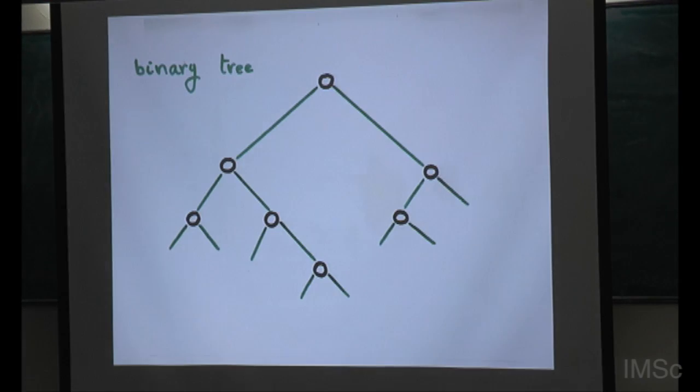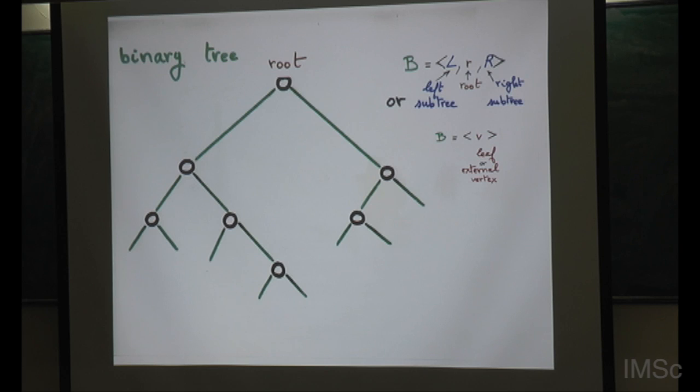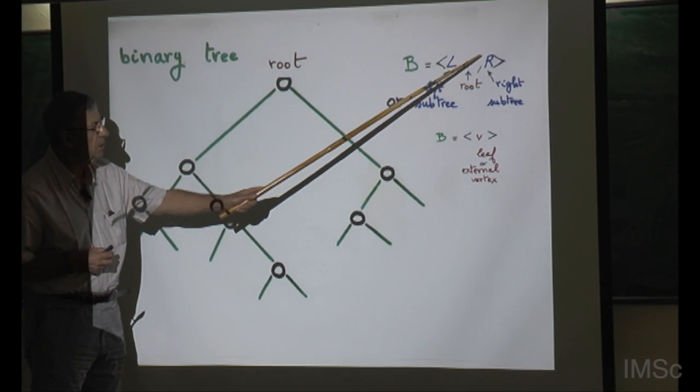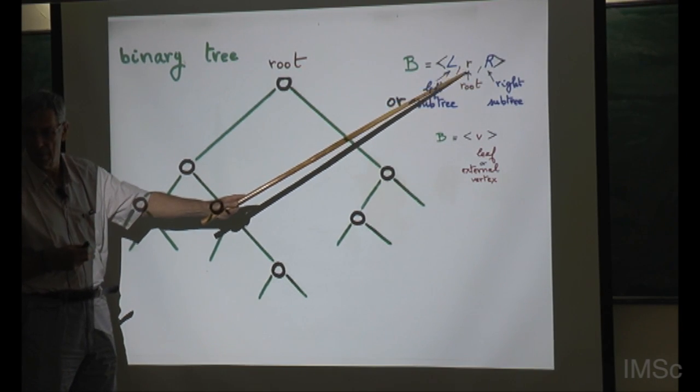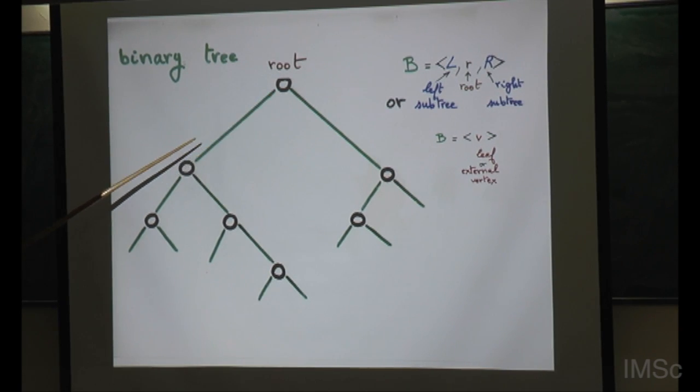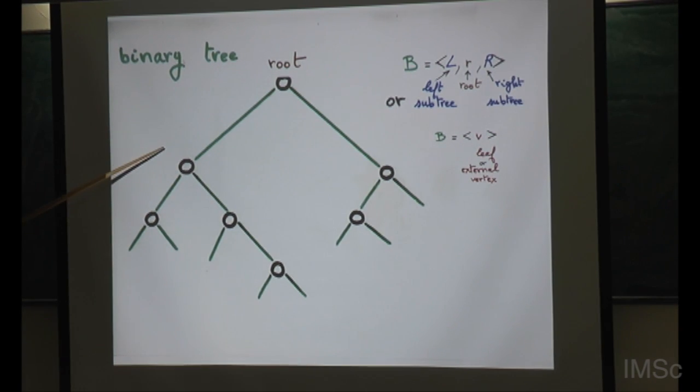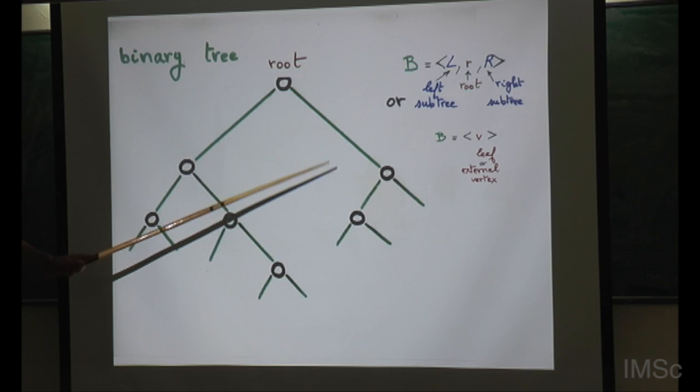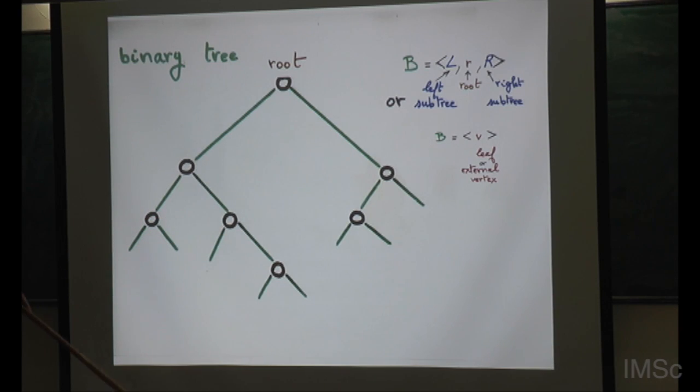a simple binary tree. Here is a picture of a binary tree. We define a binary tree as a triple with a left subtree, a right subtree, and the root. The root is this vertex. The left subtree is this one on the left, and the right subtree is this one. And the left subtree and right subtree are again binary trees.